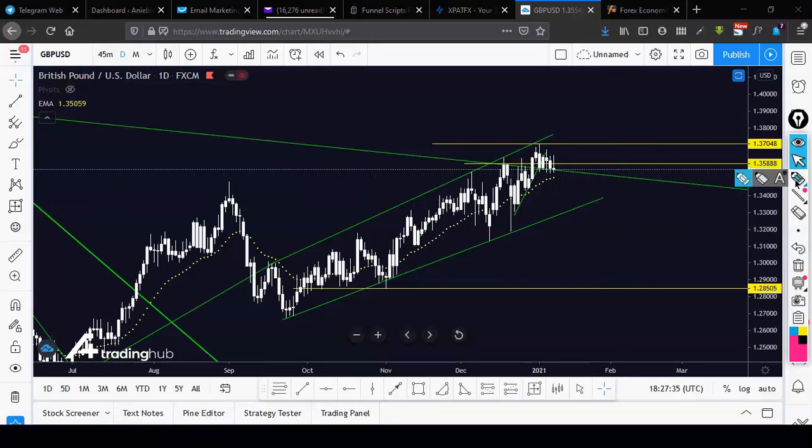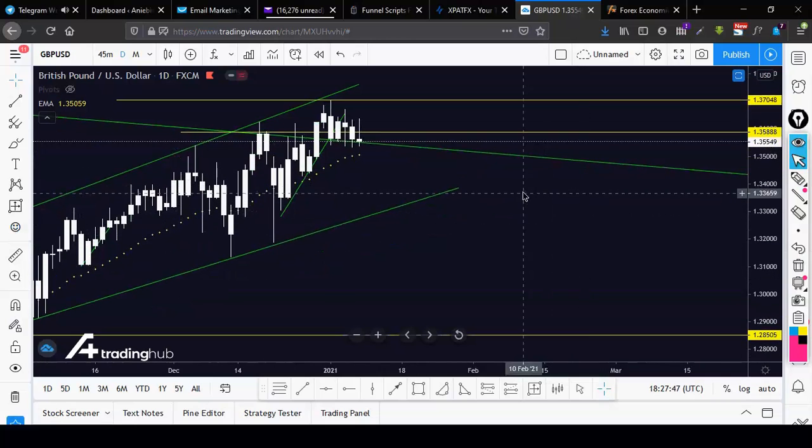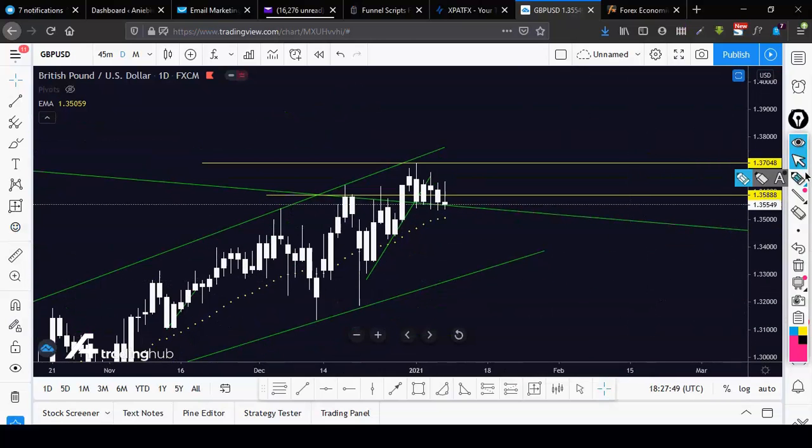I wanted to make sure that price has closed below this 1.3588 and retested it before I take another signal, and I've just gotten that. You see price, let me make the candlesticks bigger. Price has closed below this zone 1.3588, and yesterday Friday price went all the way up, tagged this high again and dropped down.